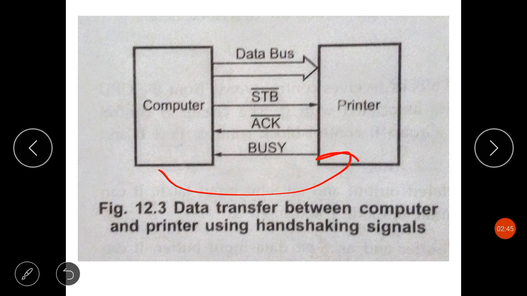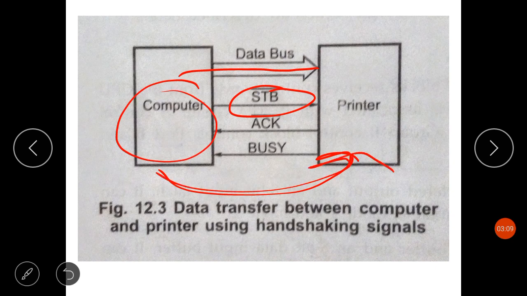If the printer is ready to accept the data, then what happens? First of all, whenever the computer is going to send any data to the printer, the printer tells the computer whether it is ready or not. Either it sends a busy signal or it sends the acknowledgement signal to tell the computer whether it is ready for accepting the data or not. Once it sends the ACK bar signal, it means that the printer is now ready to accept the data.